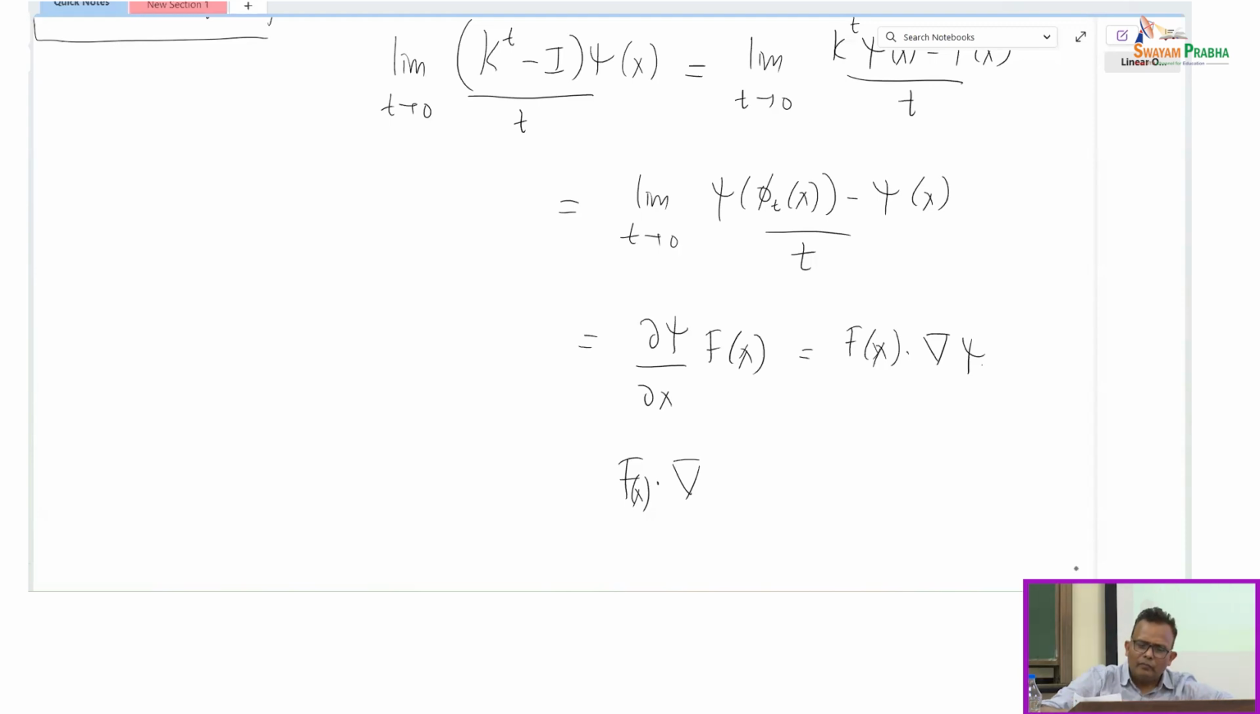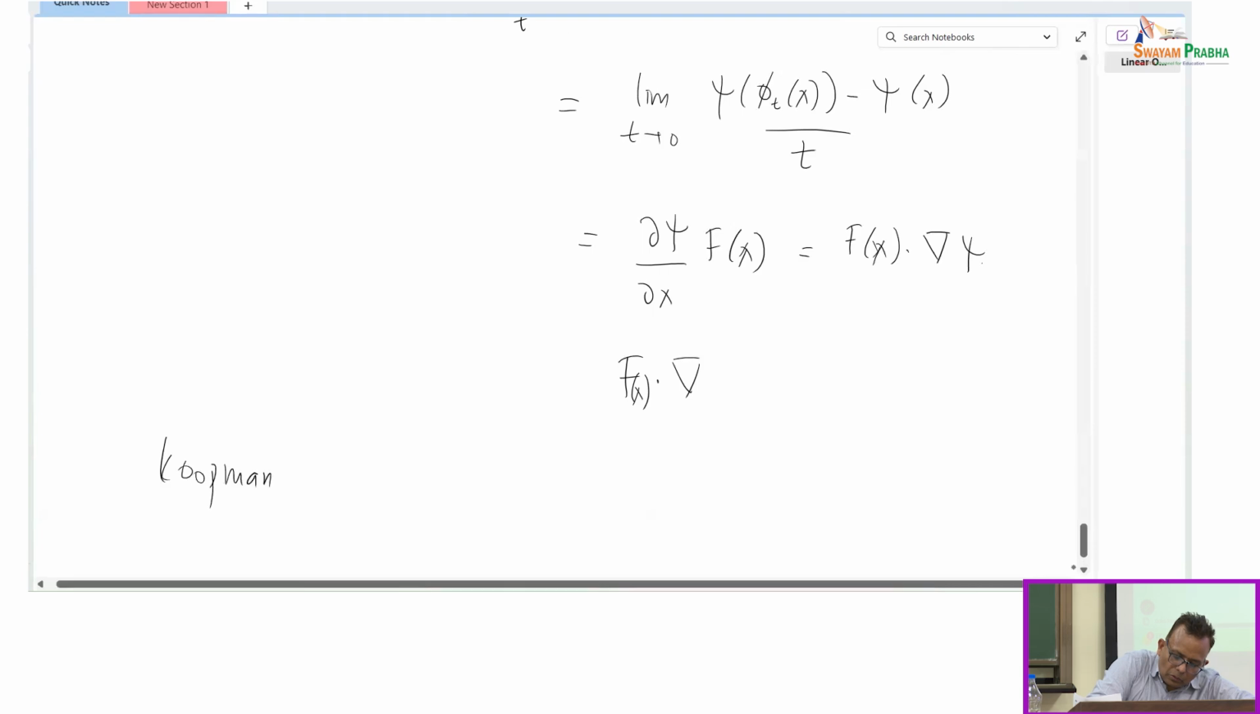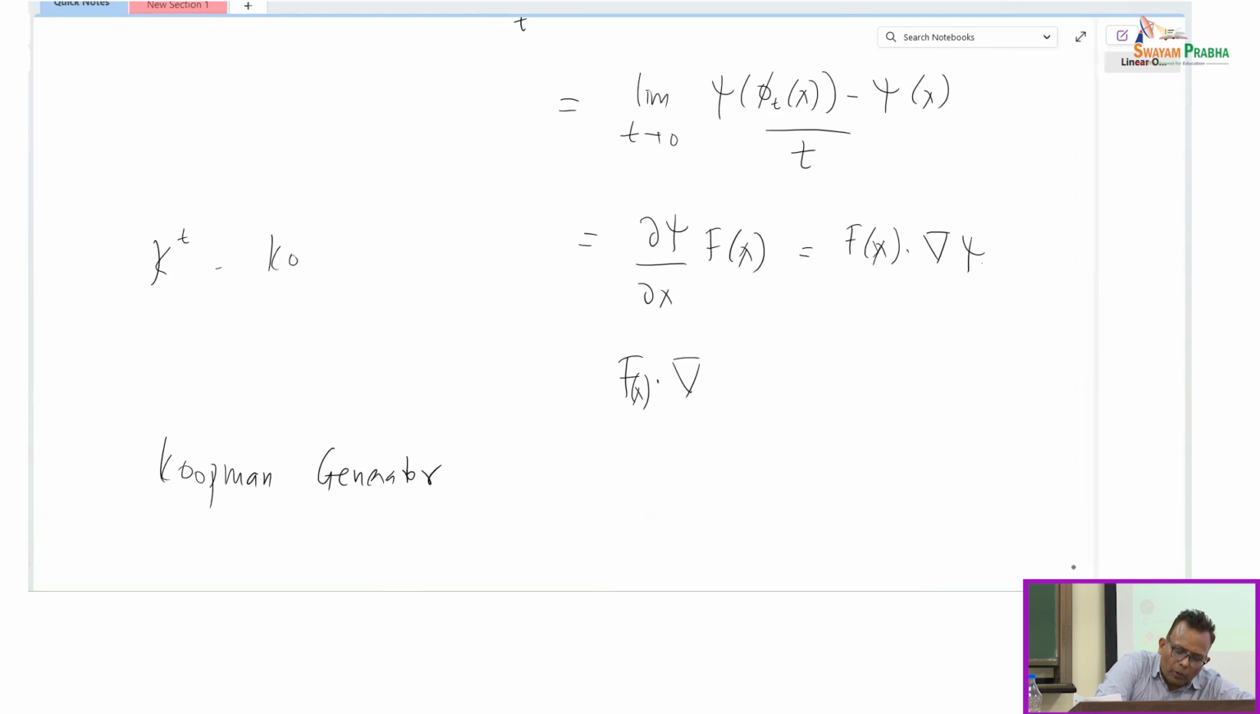Okay, so if you want to think about this, let me just give the terminology, then I'll spend a little more time. This is called the Koopman generator. So kappa t is your Koopman operator, and the Koopman generator is given by f dot del psi.